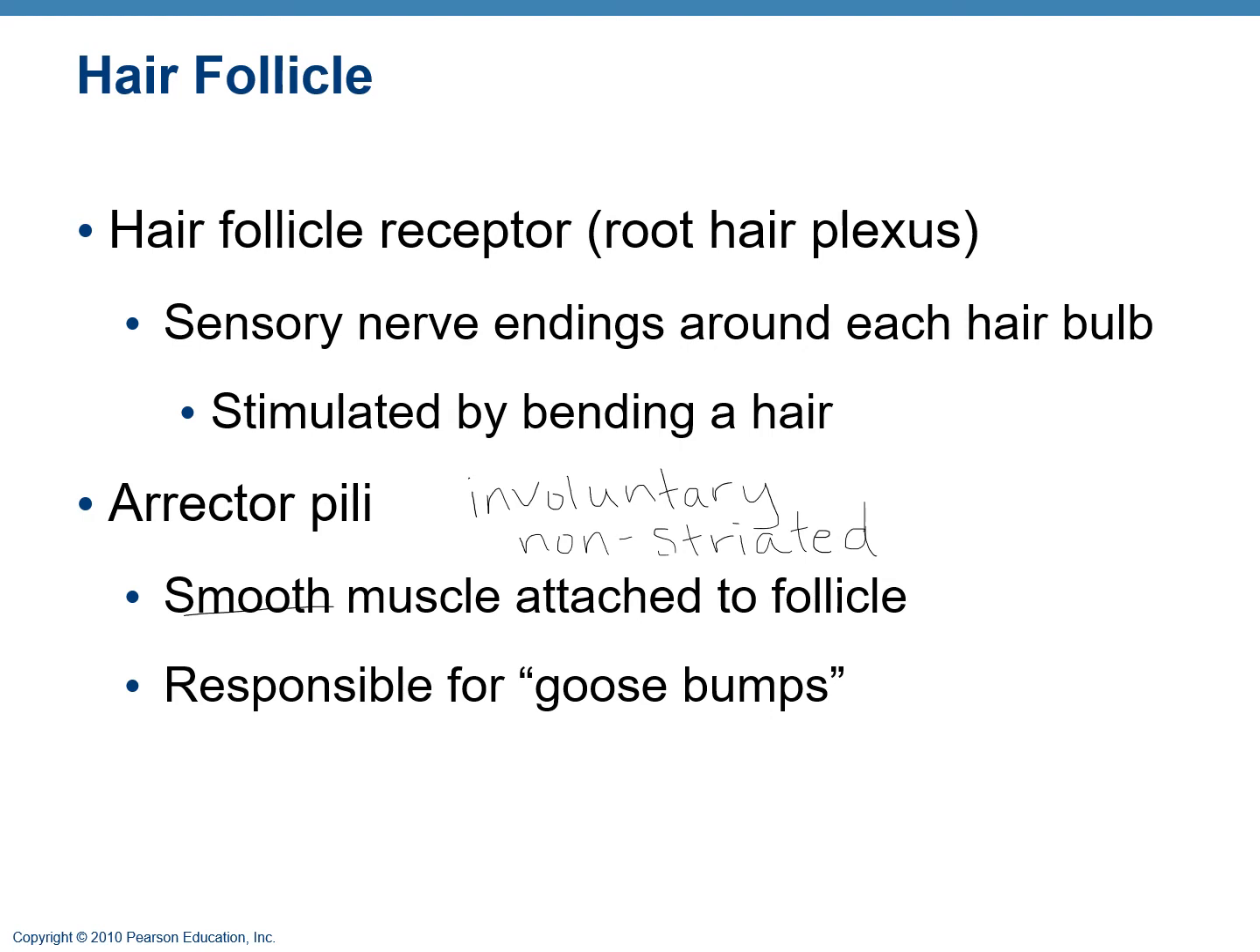The erector pili muscles are ultimately what are responsible for goosebumps. This is when, of course, your hair stands on end, usually in a situation where you're cold and trying to thermoregulate, but sometimes if one becomes frightened or scared, you also get goosebumps as well. And this is basically a vestigial reflex. So, for example, mammals that have a thick hair coat, in very cold weather, their hair will stand on end.